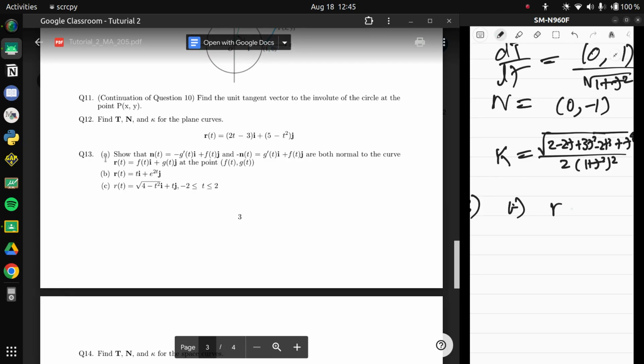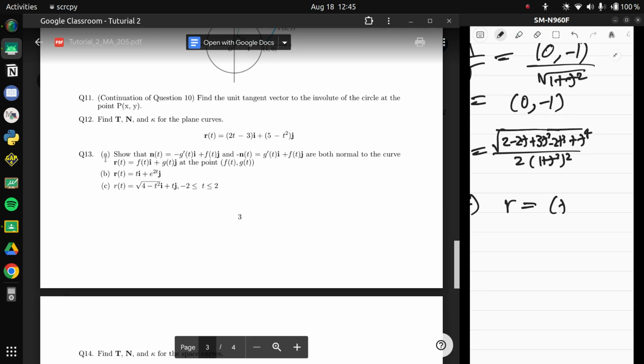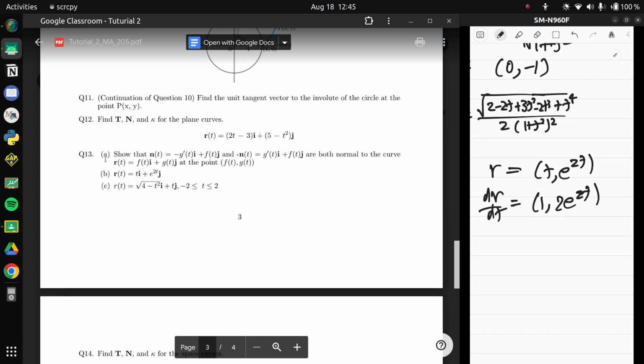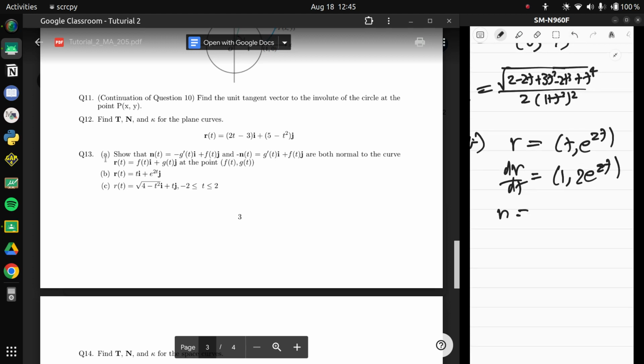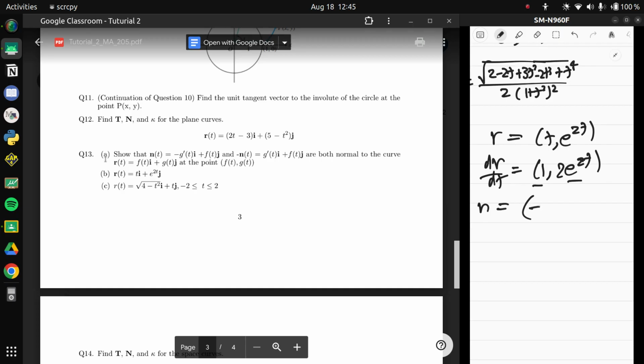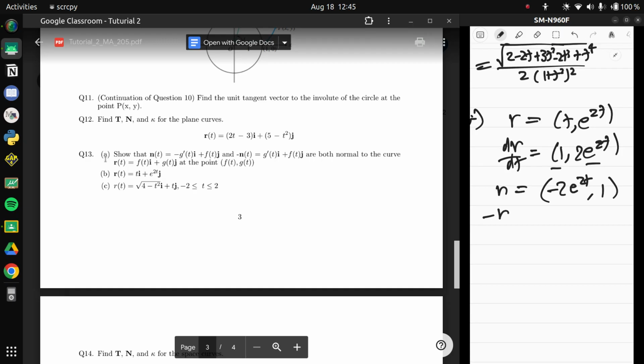So we just have r is... so n should be minus g dash plus f dash. This thing is f dash, this thing is g dash. So it's just minus 2e power 2t minus 1. Minus n will just be the negative of this thing, so just 2e power 2t minus 1. Cool. And you can see easily the dot product is working and all that.